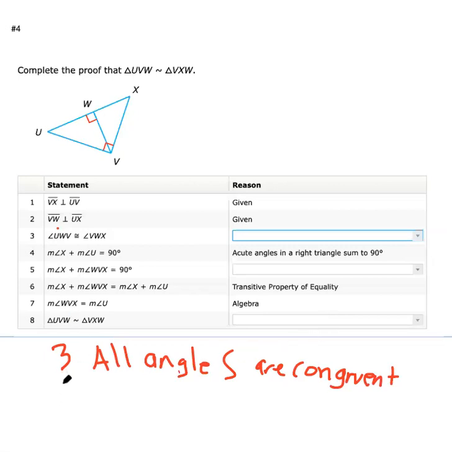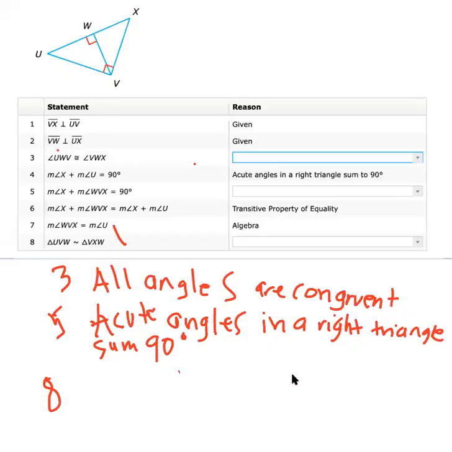Okay. Number 4 is going to be X plus U is equal to 90 degrees. X plus U, those two, so those are 45 each really, is going to be equal to 90 degrees. So X plus UVX, or I'm sorry, WVX, which is going to be that angle right there, is going to be equal to 90. And that one is going to be: acute angles in a right triangle sum to 90 degrees. So let me pause this and write this out. Acute angles in a right triangle sum to 90 degrees.